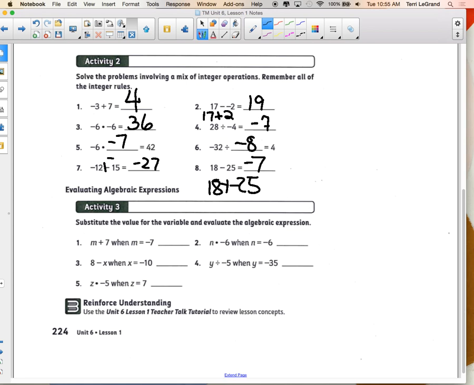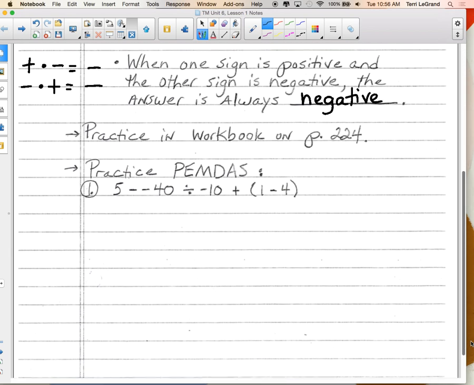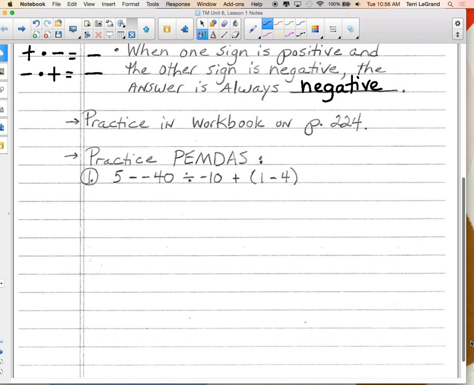Okay, I can agree with all of them. Anybody need to ask why? Okay, then let's just close up your workbook for a little bit again, okay? Let's go back to the notes handout that you had. And now we're on the bottom of the front side here. We've done our practice for now. Now we're gonna practice PEMDAS.